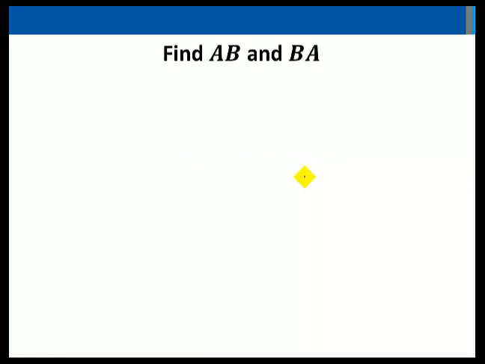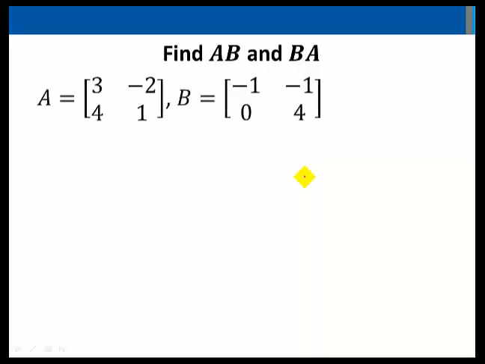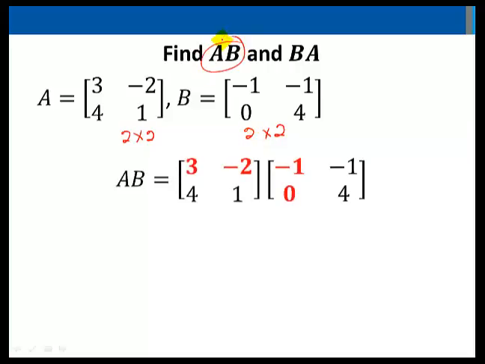Let's find A times B and B times A for the following two matrices. A is equal to 3, negative 2, 4, 1. B equals negative 1, negative 1, 0, 4. And note that A is of size 2 by 2. B is of size 2 by 2. The number of columns in A is equal to the number of rows in B, so we can find AB, which we will do one step at a time.